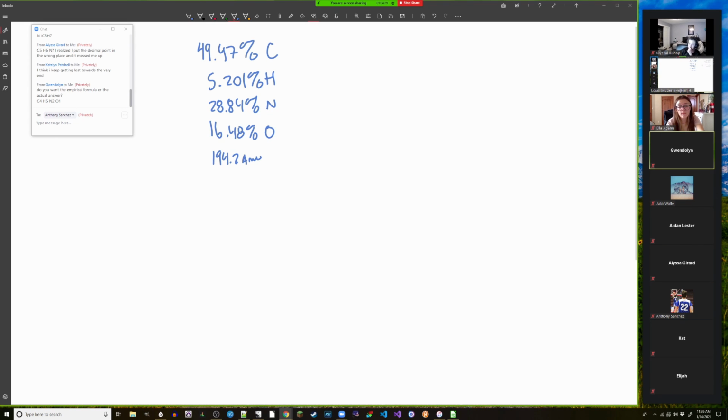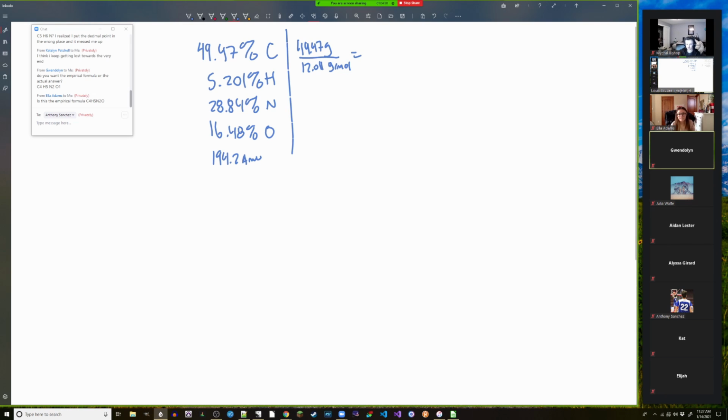Okay. Assuming there's 100 grams of my substance, 49.47 grams carbon. Yes, Ella, that is it. That is perfect for the empirical formula. So the moles of carbon in a 100-gram sample would be 4.119, I suppose.